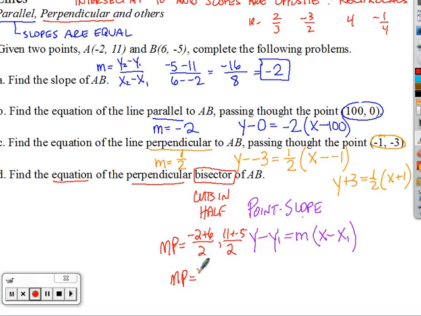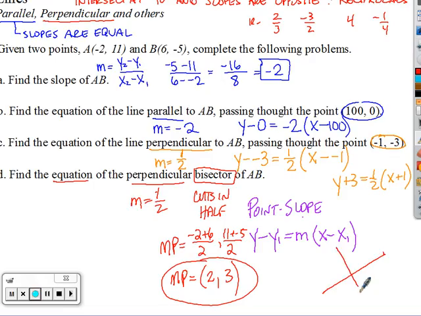So -2 and 6 is 4, divided by 2 is 2, and 11 and -5 is 6, divided by 2 is 3. So the midpoint is (2, 3), and we're writing an equation perpendicular to that. We already determined the slope of that is 1/2, and we will use this midpoint as our coordinate. So if we have line AB, this line would not only intersect at a 90, but it would also cut AB in half. That's the goal. So I'll again use point slope form.